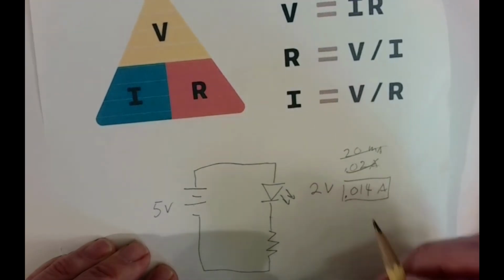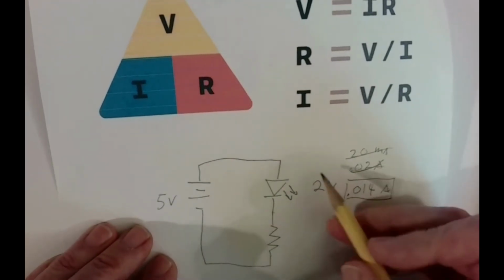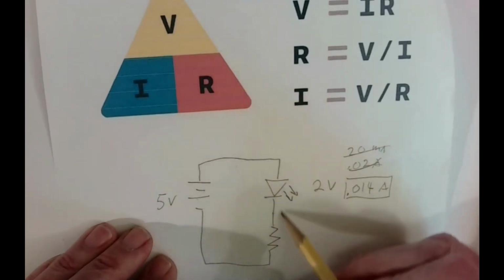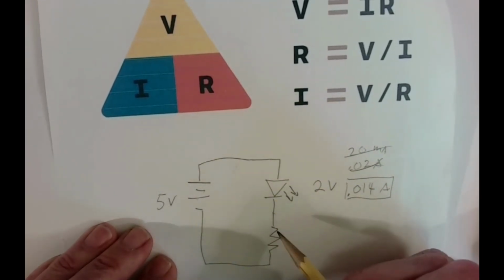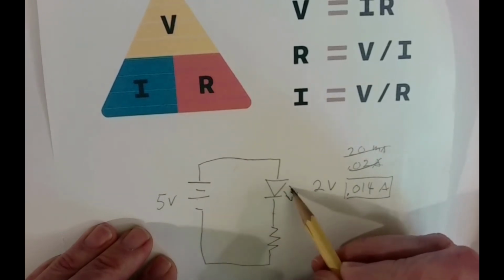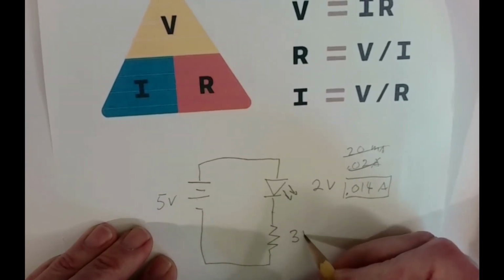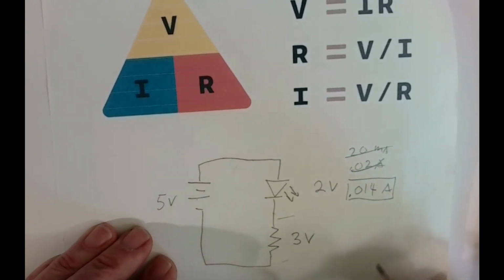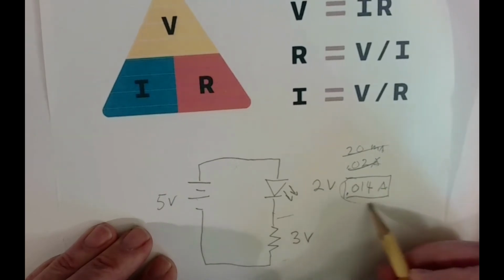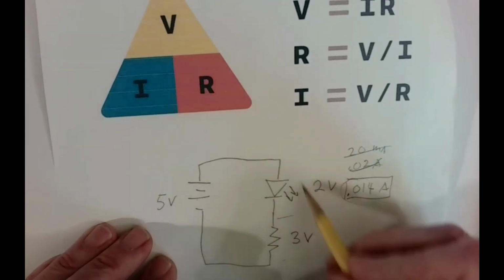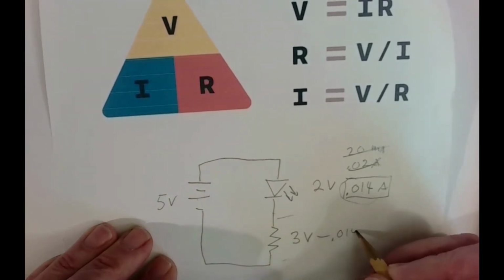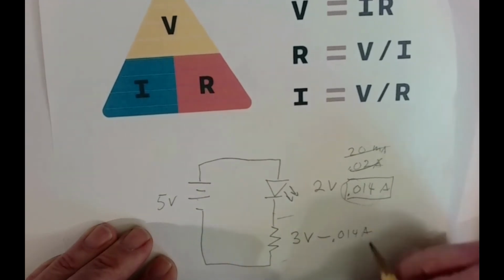Now let's see what do I know about a series circuit. Because they're in series, they kind of split the voltage. So if I have 2 volts here, I'm going to have 3 volts here. And the current, if I want to have this current flowing through the whole circuit, this is going to also be 0.014 amps.